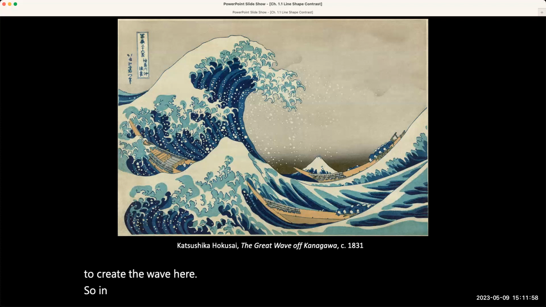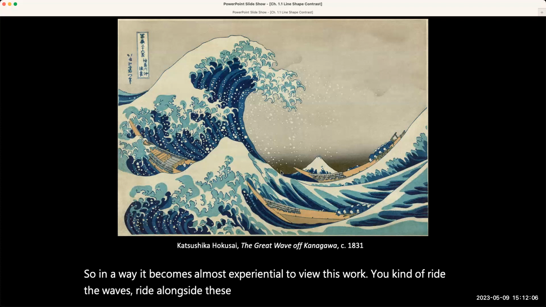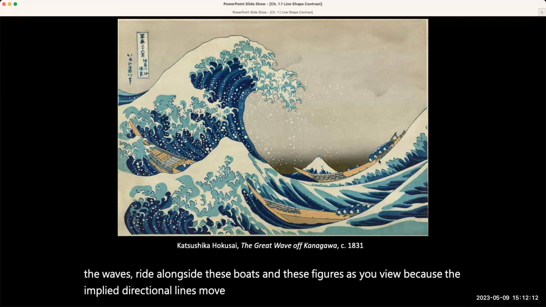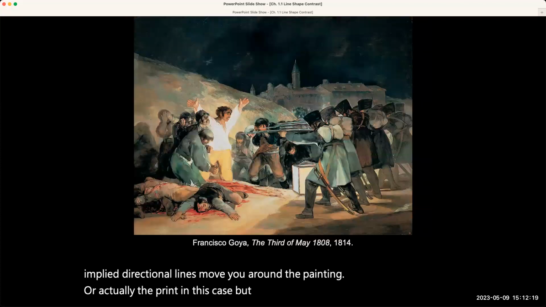So in a way, it becomes almost experiential to view this work. You kind of ride the waves right alongside these boats and these figures as you view, because the implied directional lines move you around the painting, or actually the print in this case. But here's another example, perhaps a better example.